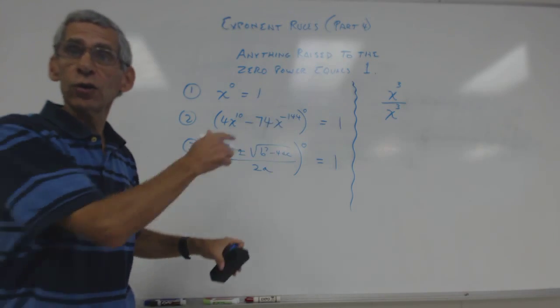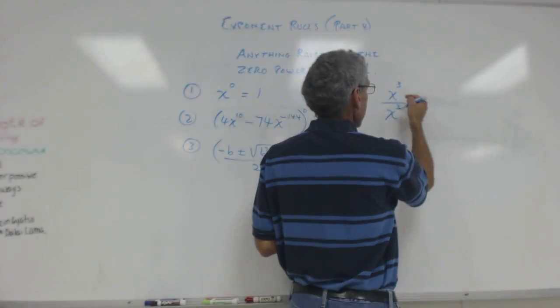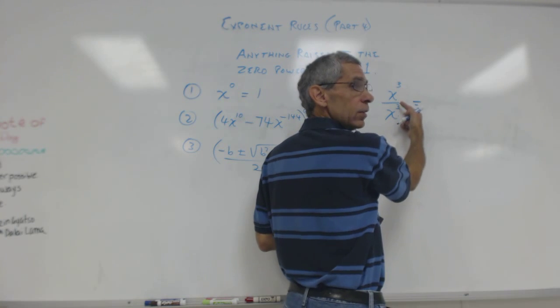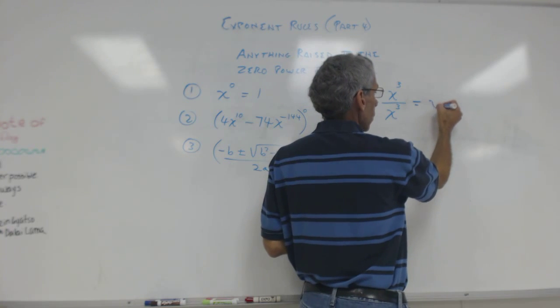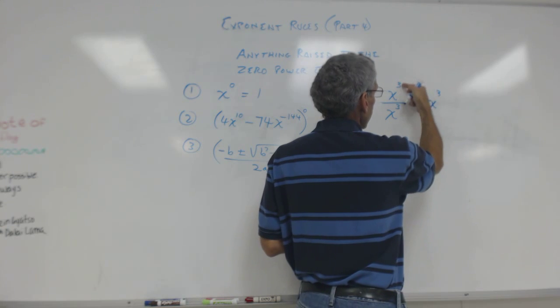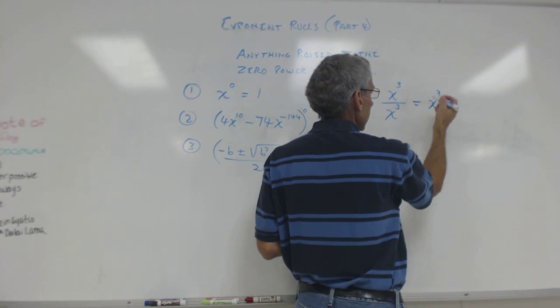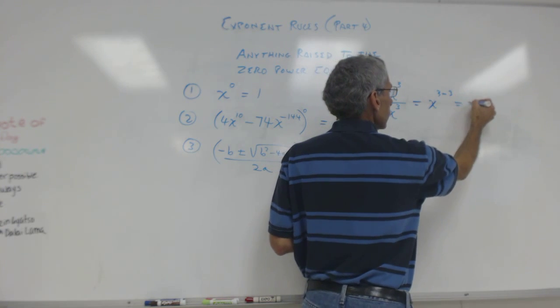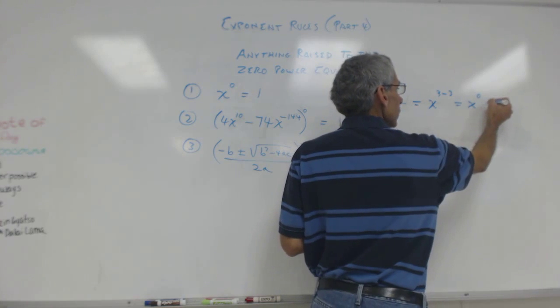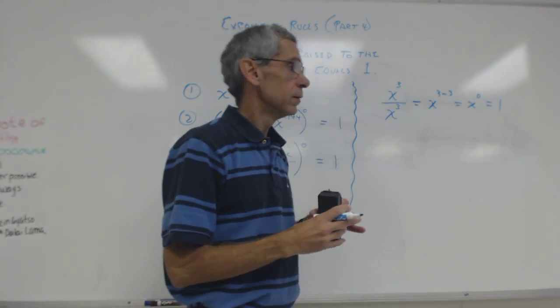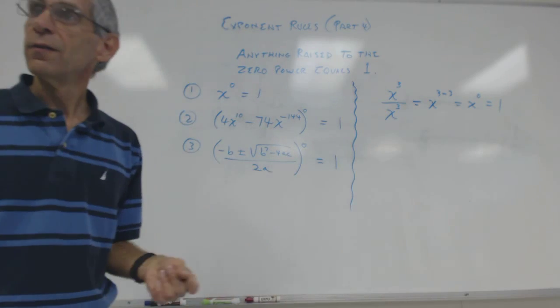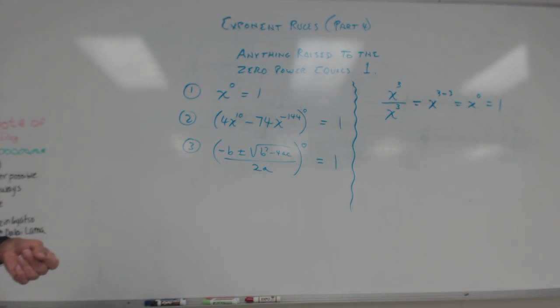But let's use our shortcut rule. What is our shortcut? Same bases with exponents, and you're dividing. You go x to the 3 minus 3, which is x to the 0. And we already know it's 1, because x to the 3 over x to the 3 is 1. That's why anything to the 0 power is 1.